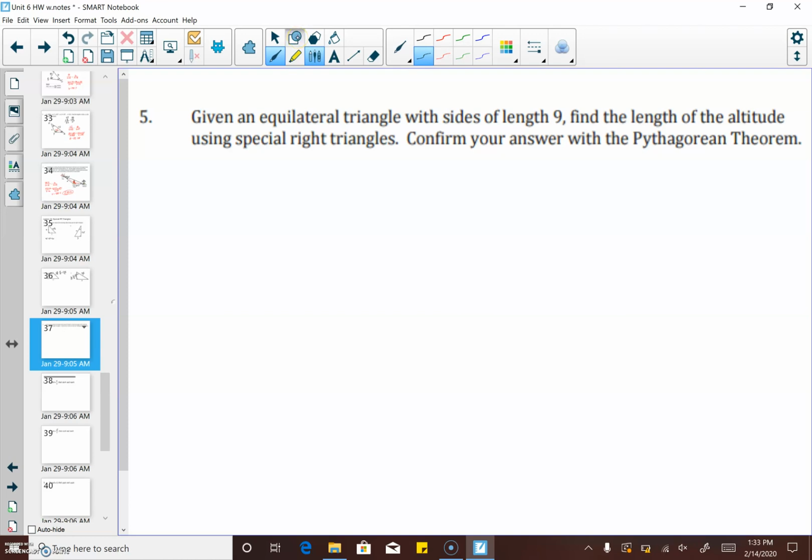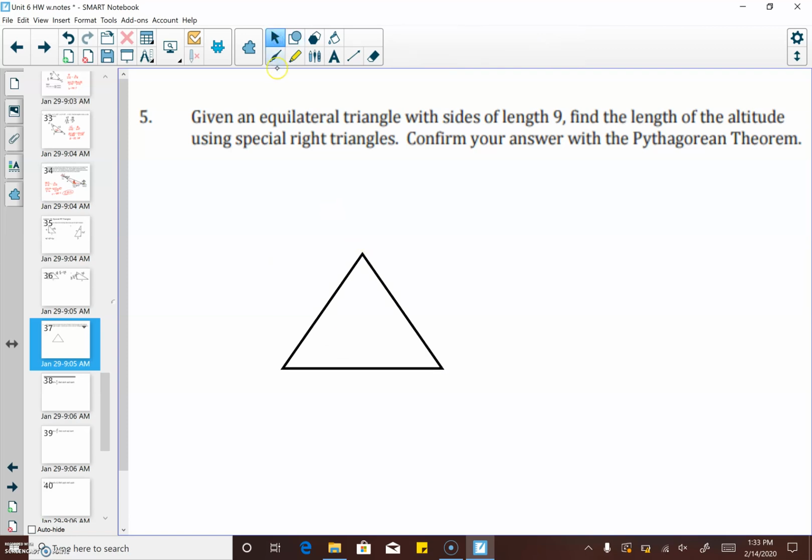So, if we are going to have an equilateral triangle, what that does for us is, when we drop the altitude of an equilateral triangle, since all the angles are 60, that creates a 30, 60, 90 right triangle. So we know the hypotenuse is going to be 9.